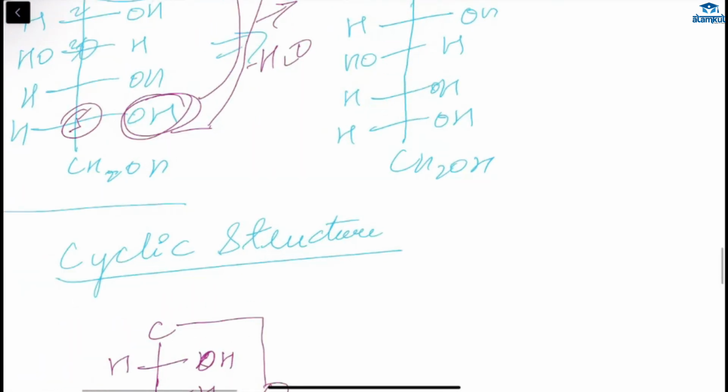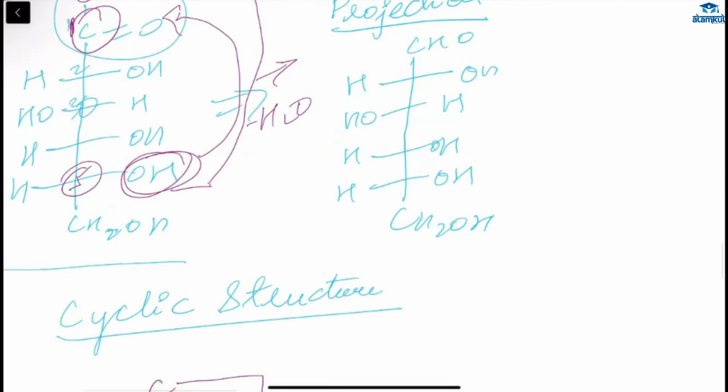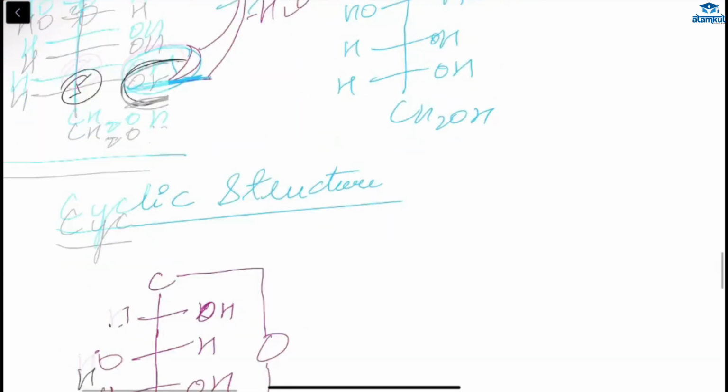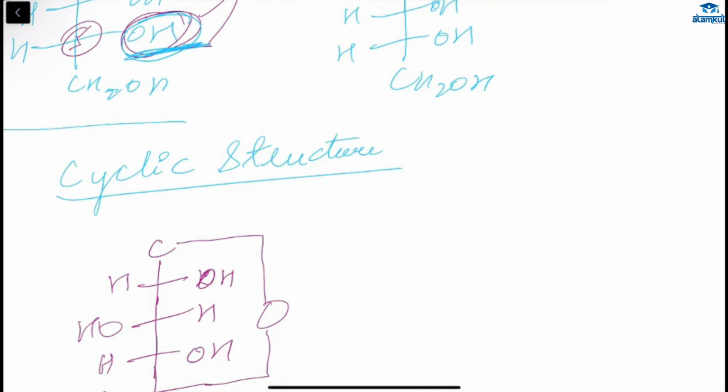See, what I have done, I have removed the hydrogen of this aldehyde group and the OH of this one, the fifth position carbon's OH and the first position carbon's H. They have been joined and removed in the form of water, and there is a formation of a bond with oxygen in between. So this is how the cyclic structure of glucose has been formed. Basically, water is removed and then the cyclic structure is formed.